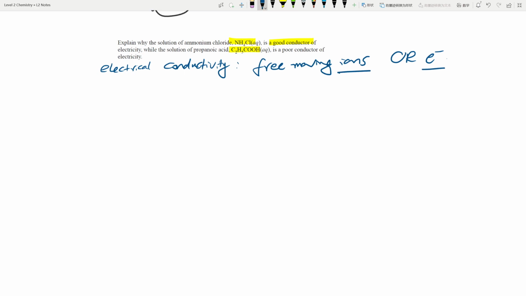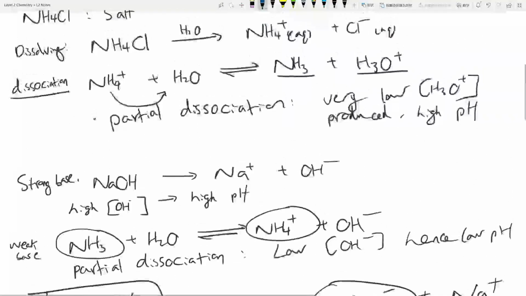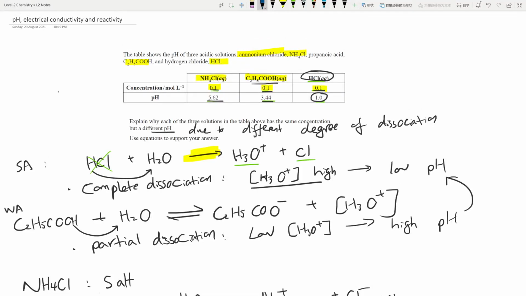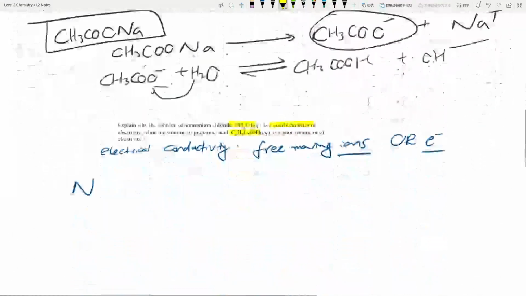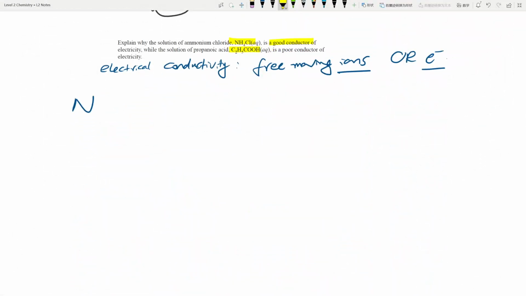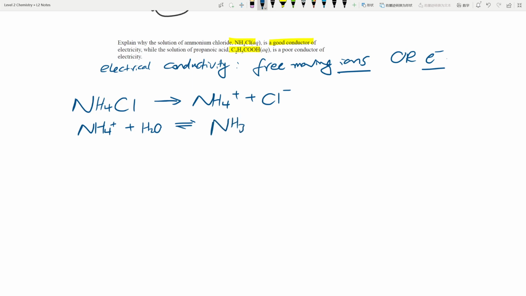So why does NH4Cl conduct electricity even though it's a really weak acid? Say if you go up to here, you look at the pHs, one is 5.62, one is 3.44, and you may go, how does that become a really good conductor? And this is where, if you can do the equations, it's going to pay off, because this is two parts of the equation. This is the first part, and then the weak acid further dissociates partially to give you this, guys.